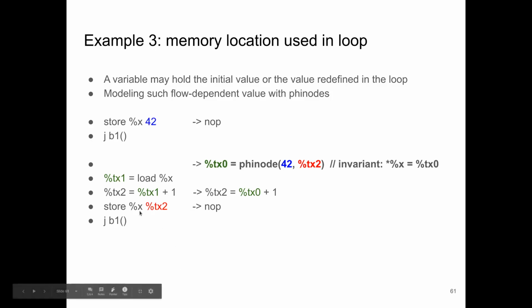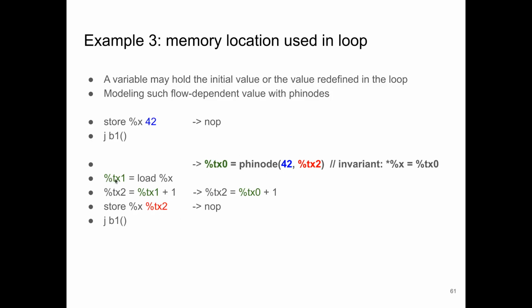On the other hand, at the end of this B1, the value stored in x should be tx2 here, because we just stored the value to x in this line. As a result, we can easily put this tx2 in the argument of the phi node, because it is the last value that was stored in x in this block B1. So this tx0 is the first value stored in x at the beginning of this B1. So this is such an invariant.